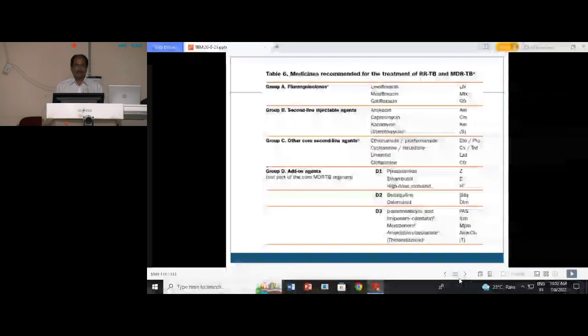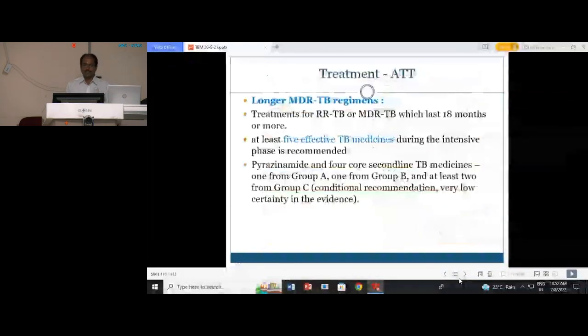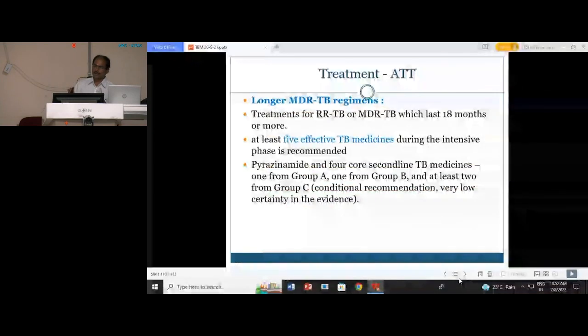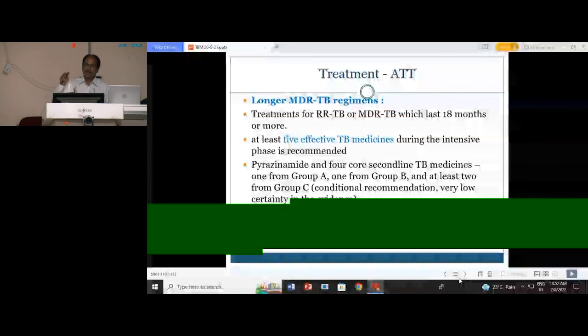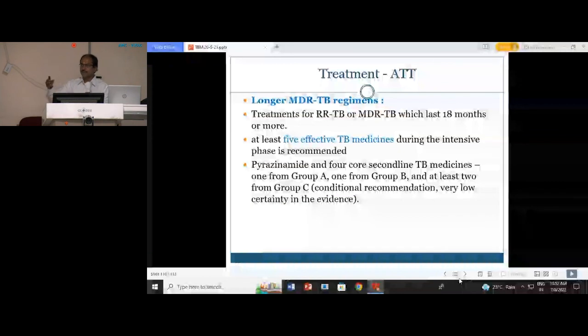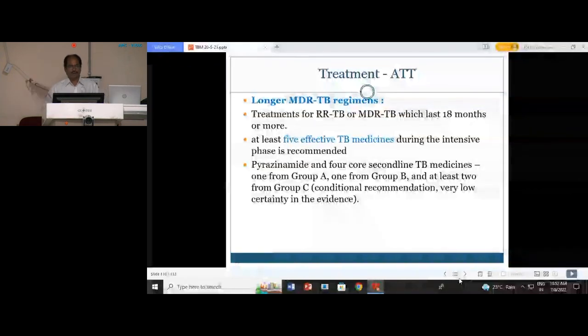Longer MDR treatment regimens: treatment for RR-TB and MDR-TB is at least 18 months. When you suspect multi-drug resistance, the treatment should be 18 months. The first point: unlike 6 months to 1 year, it is 1.5 years. Unlike pulmonary tuberculosis, which was 6 months, and CNS tuberculosis, which is 1 year, multi-drug resistant tuberculosis is treated for 1.5 years. At least 5 effective drugs. That is the second point: 5 effective drugs.